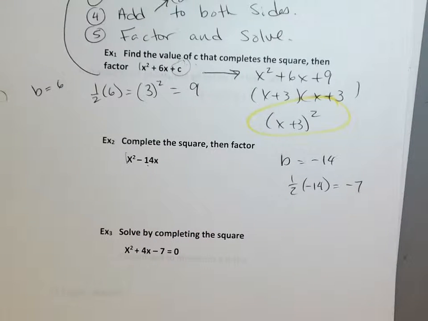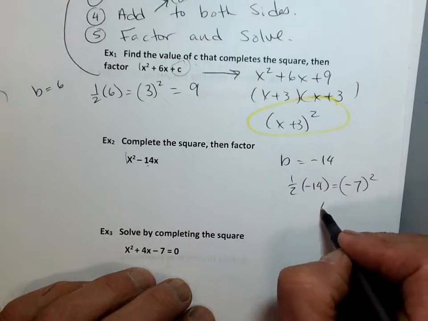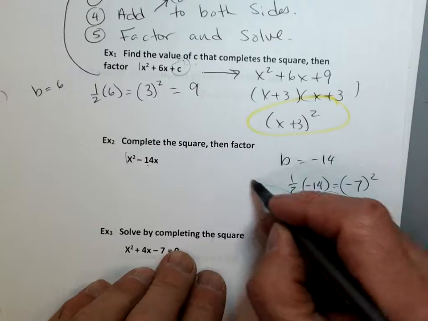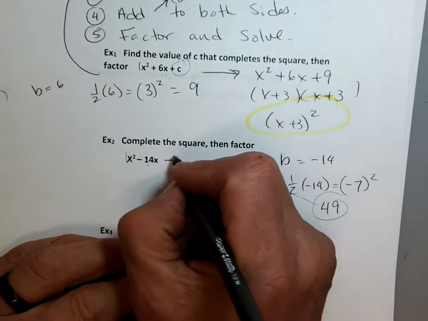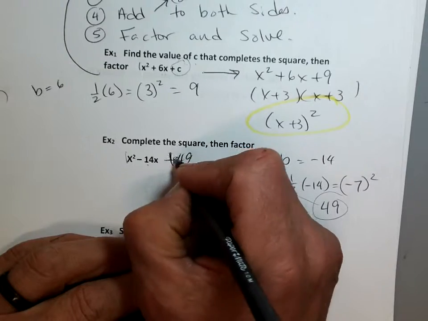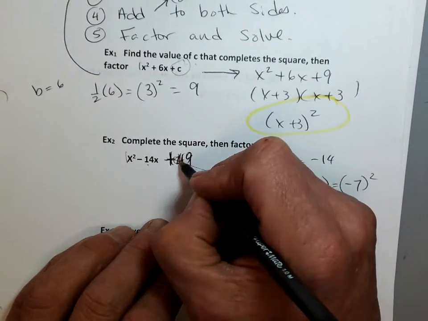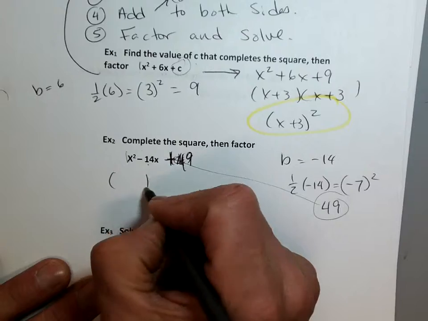And square it. Now, negative times negative is a positive. Square it. What do we get? Positive 49. So we're going to take this number and put it right there: plus 49. And now that will factor, right? All we're doing is trying to create a number that will make it factor. All right, I can factor this.